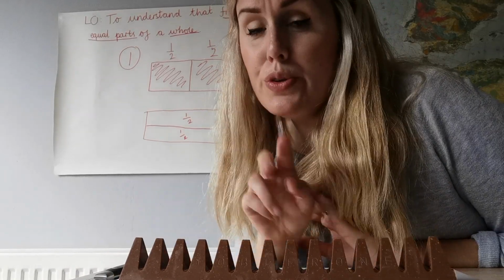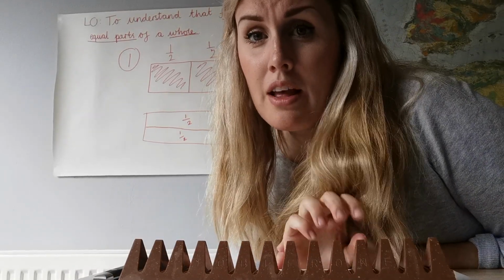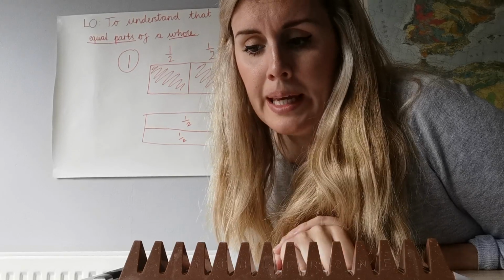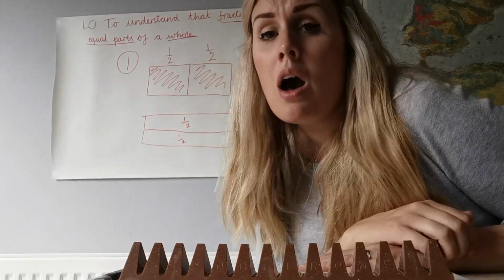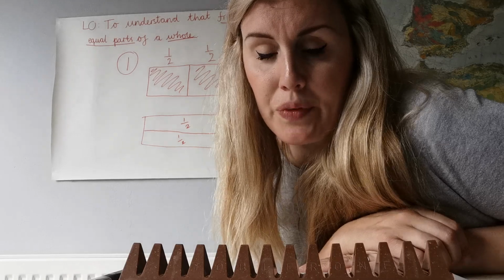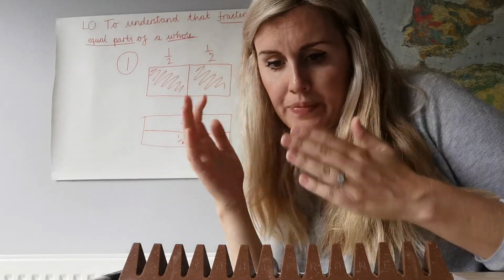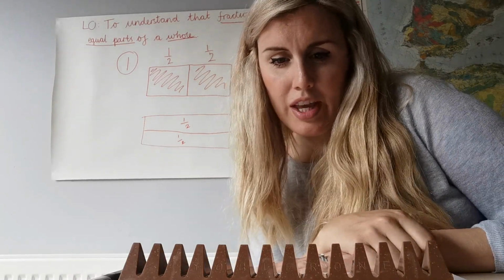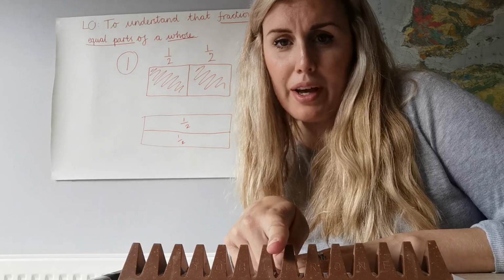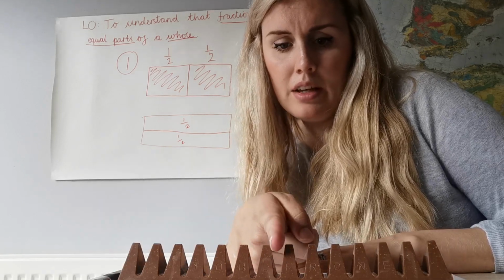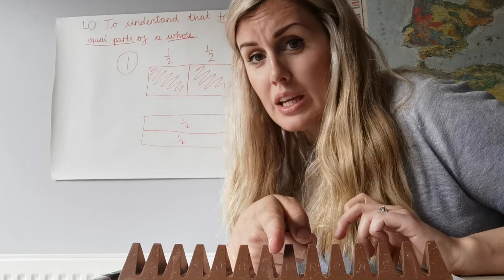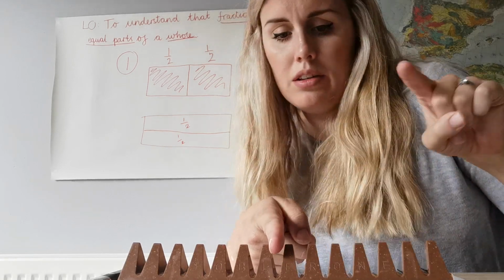Now, there's two different ways I could find my fraction here. There's two different ways I could find a half here. I could use my eyes, okay? I can use my eyes, and I think probably my half is about here, okay? Now, the second way is a good way to check.